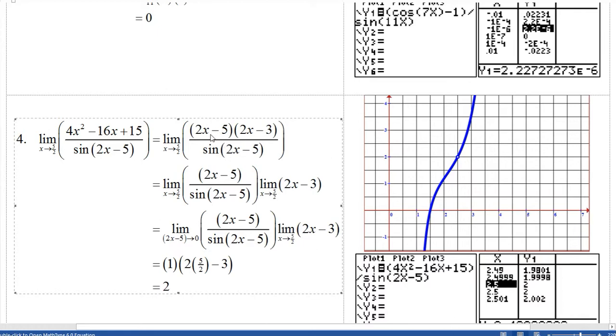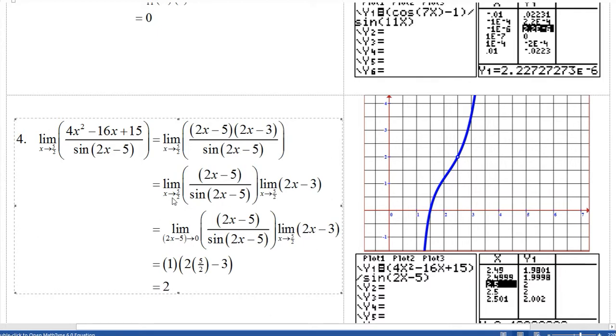Luckily, we already have it. If we didn't already have it, we would actually just multiply the numerator and denominator by the 2x minus 5 at this point. But since we already have it there, we could break it into two limits here. The 2x minus 5 over the sine of 2x minus 5, make that one part, and the other part is the 2x minus 3. Take the limit of both of those things.